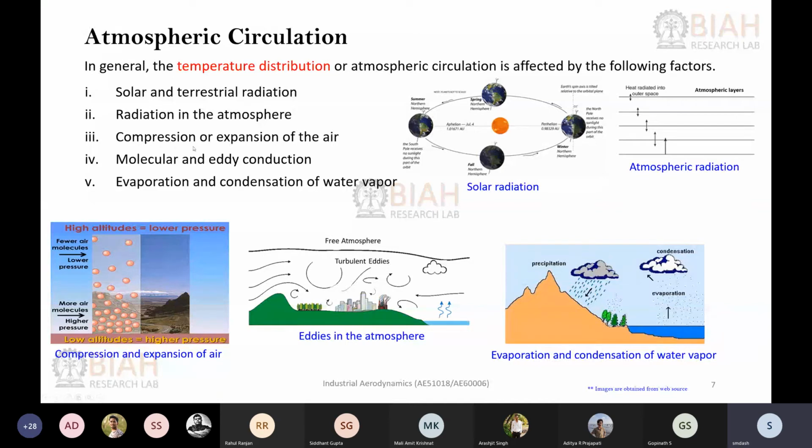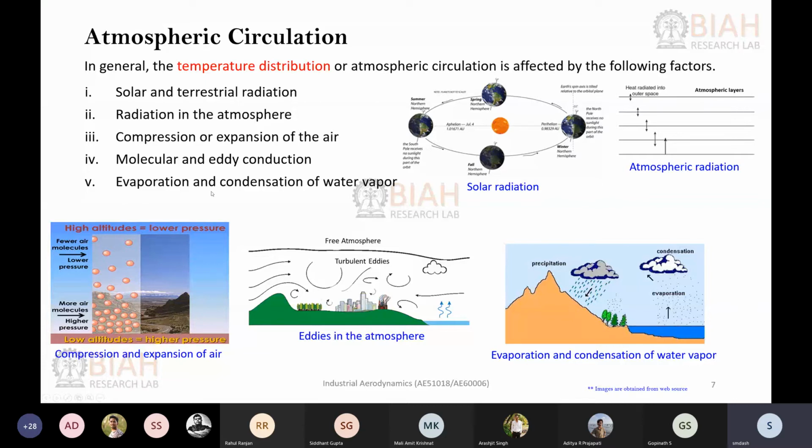There are other things like molecular and turbulent eddy conduction. In certain terrain like an urban region, you might get more of this atmospheric circulation, whereas if you go to flat land, there might be a different scenario. So these turbulent eddies try to dissipate the thermal effects. Because of that, again, the temperature distribution in the atmosphere is affected in general.